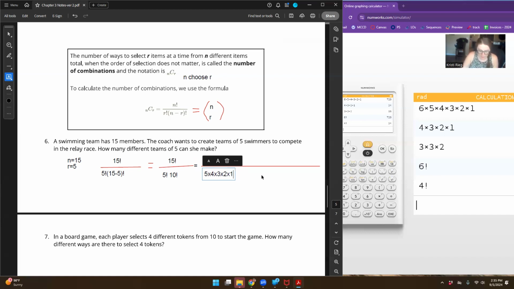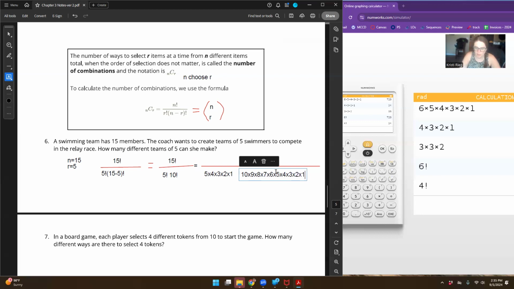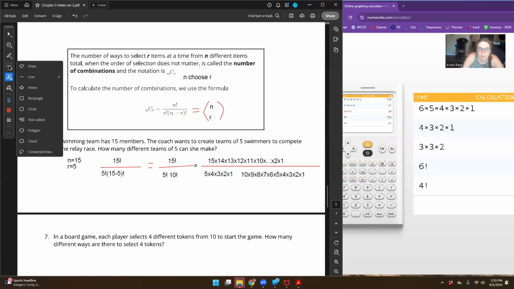And then I'm going to multiply that by 10 factorial, which is 10 times 9 times 8 times 7 times 6 times 5 times 4 times 3 times 2 times 1. But I'm just showing you the theory behind this. We're not going to type all this into our calculator. And then on the top, I have 15 factorial. So I have 15 times 14 times 13 times 12 times 11 times 10 times 9, 8, 7, 6, 5, 4, 3, 2, 1. I put a little dot dot there because I'm starting to see things that are familiar.